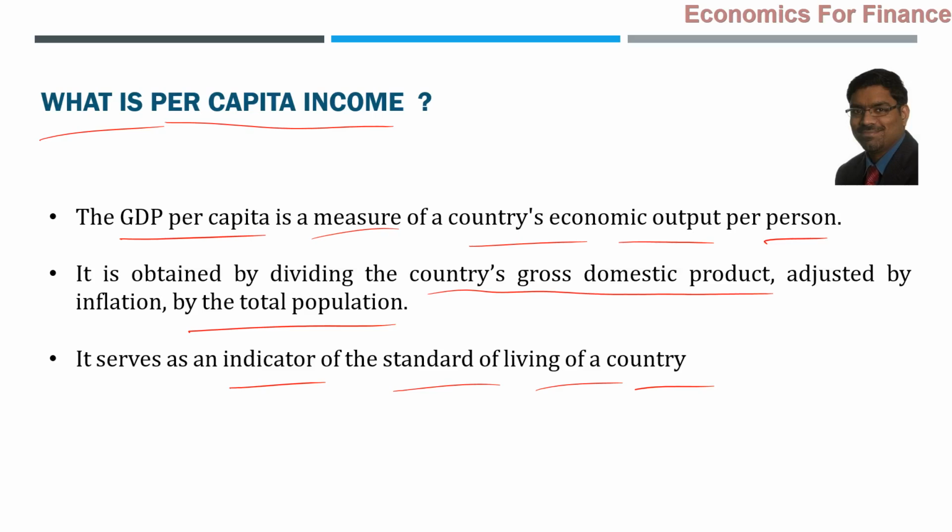Per capita income is the GDP per capita, which is a measure of the country's economic output per person. It can be obtained by taking the country's gross domestic product, adjusted by inflation naturally, divided by the total population. And it serves as an indicator of the standard of living of a country.